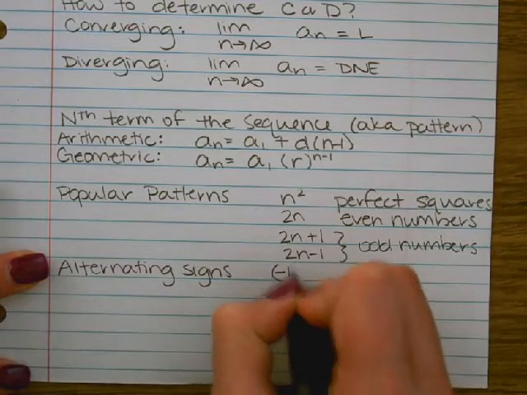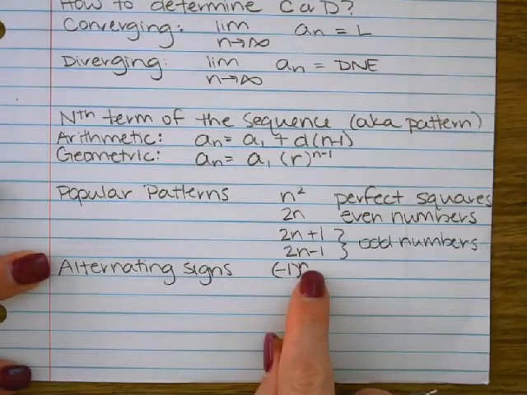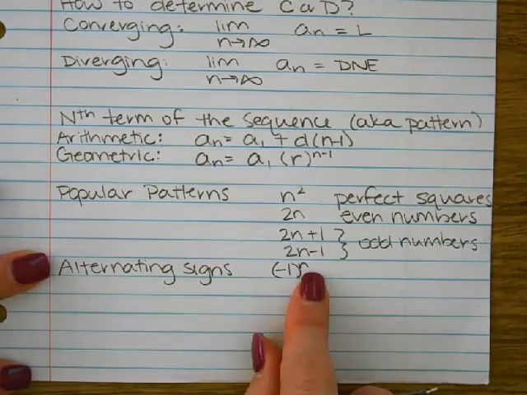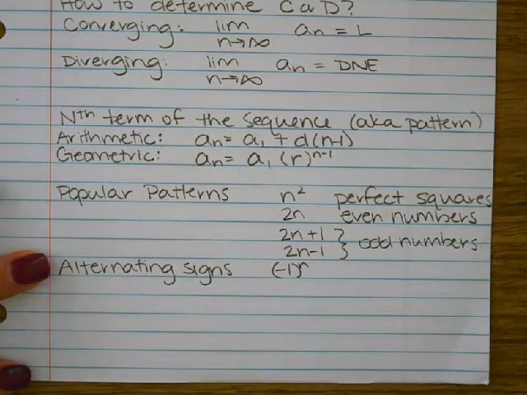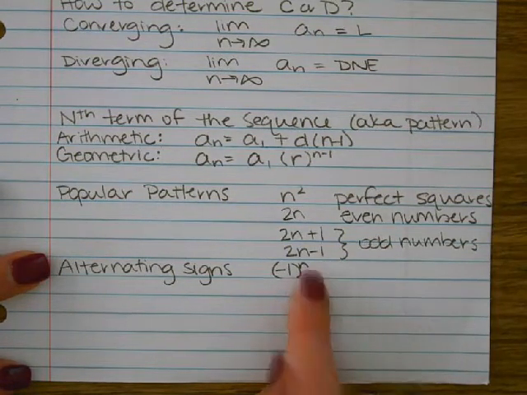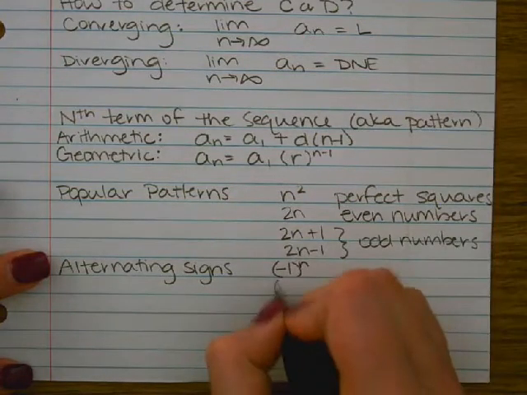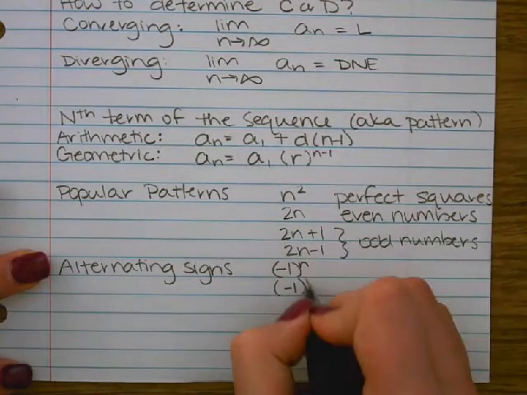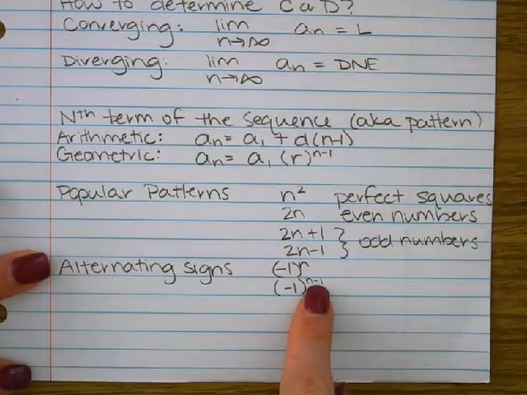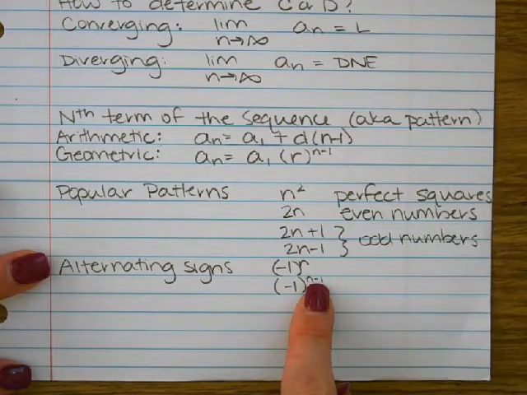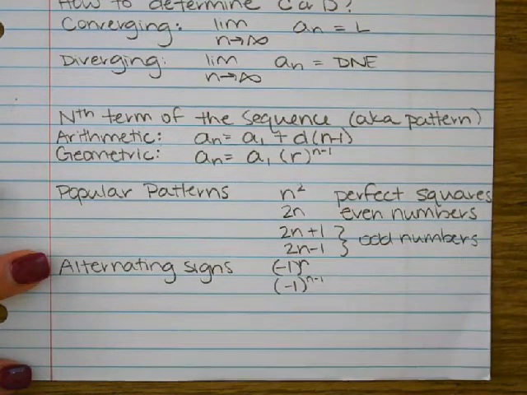Is to do -1 to an exponent. So if your exponent was even, the negatives would be multiplying by themselves and they would cancel. If your exponent was odd, then they wouldn't. Another way to do it is -1 to the n minus 1. Then if your exponents are even, the negatives would not be canceling.